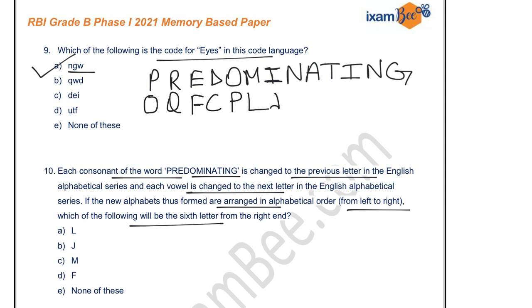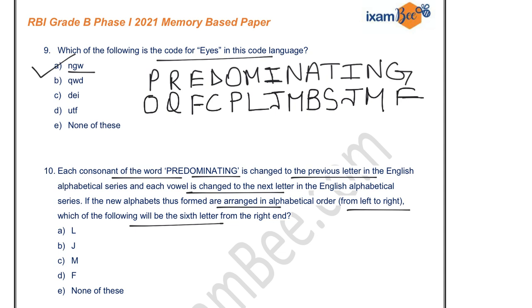I is a vowel, so it will get changed to J. N will get changed to M. A is your vowel, so it will get changed to B. Now T will change to S, I to J, N to M, and G is your consonant, so it will change to the previous letter, that is F.